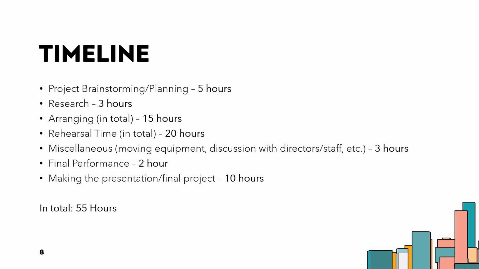So in terms of the actual timeline going into this project, the project brainstorming and planning between me and my band director took around 5 hours in total. Researching how to arrange and finding arrangements to use in Alma Mater took me about 3 hours. The bulk of the arranging took around 15 hours. Rehearsal time took 20 hours.